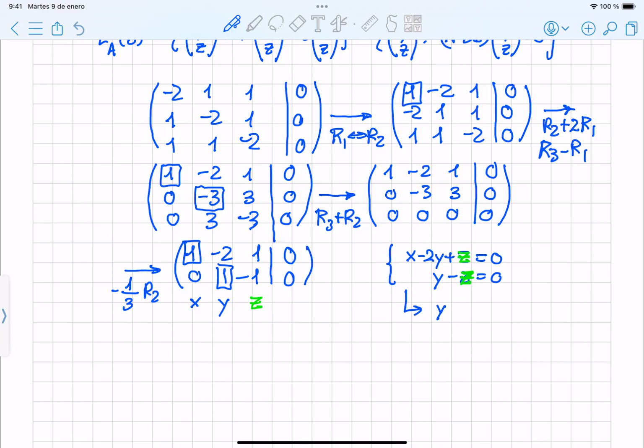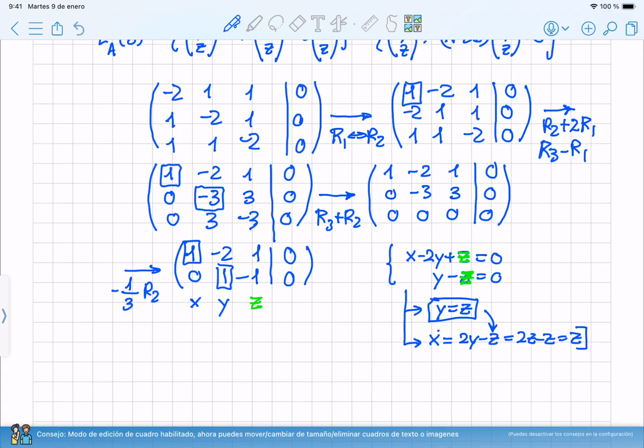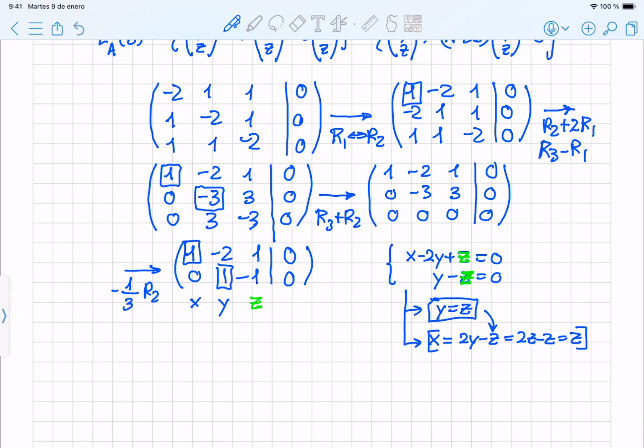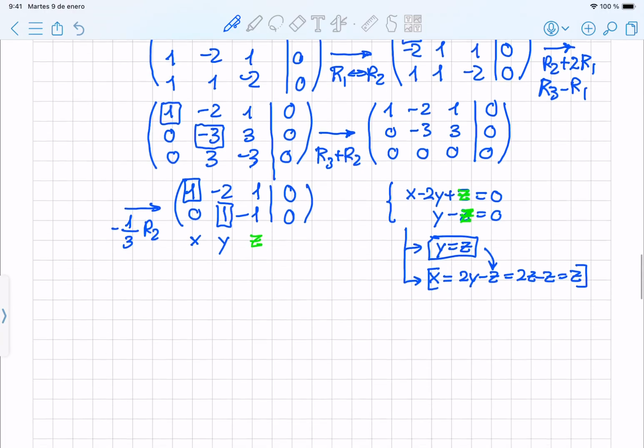Just that y equals theta. So I already have obtained y. And using this, I can go to the first equation, and then x is 2y minus theta. And using this, 2 theta minus theta, which is theta. This is the natural way of solving these systems. This is called backward substitution. So we identify the free variables and we do backward substitution.